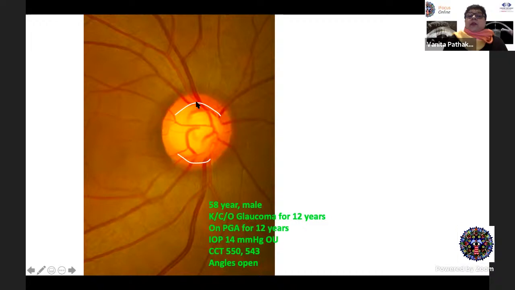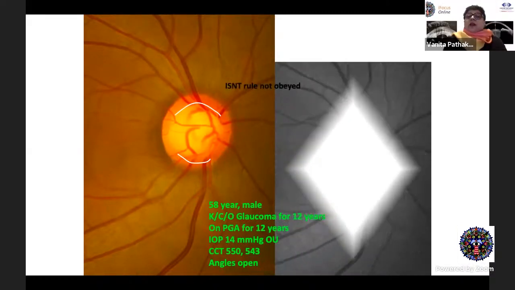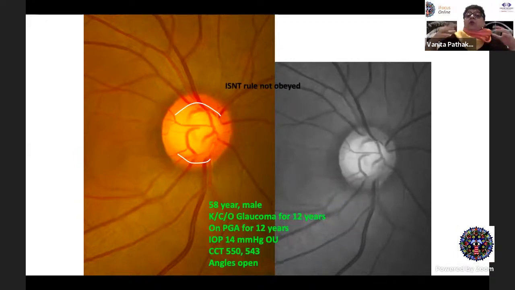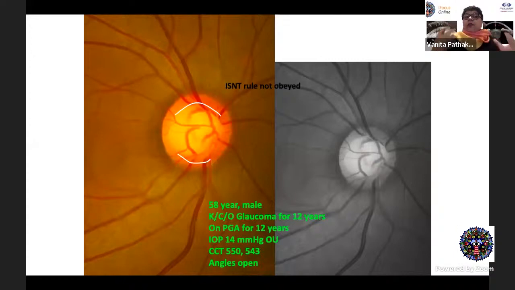I think the inferior rim is less than the superior rim. Yeah. Do you think that now? Yes, ma'am. Isn't rule? Isn't it? Okay. It's not over. So then, how do you know? Then how do you know if the rim is not giving you the clue of whether the disc may be glaucomatous or not, or has glaucomatous features or not? Then how do you know that the disc is normal or not?